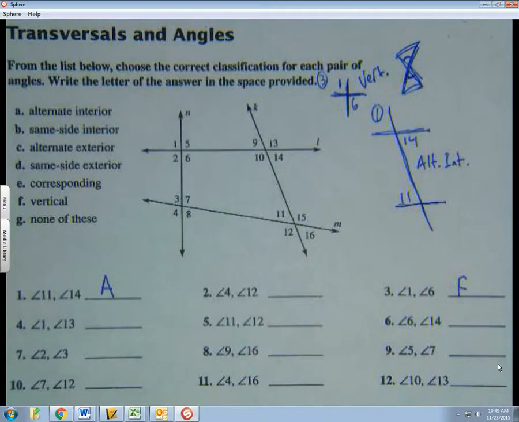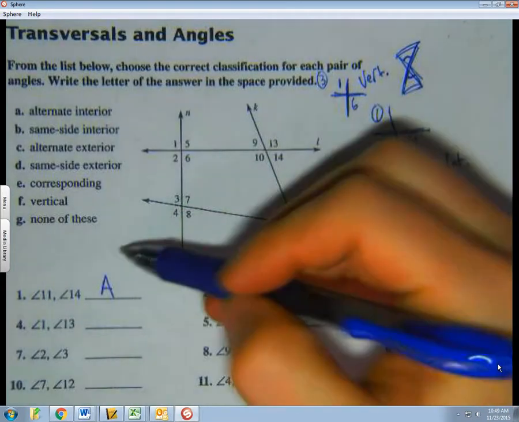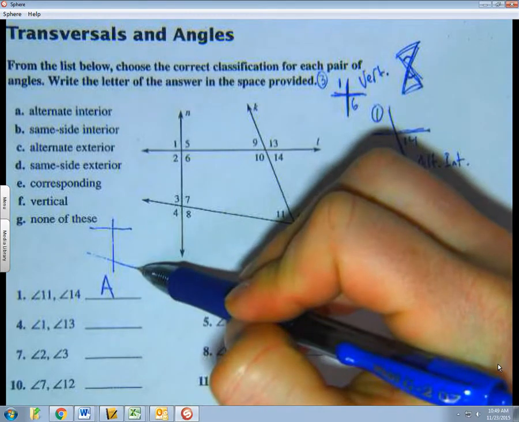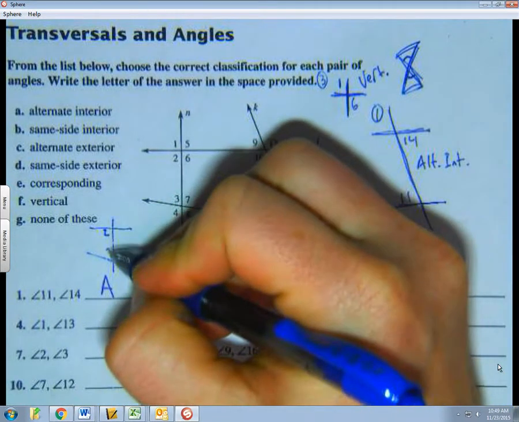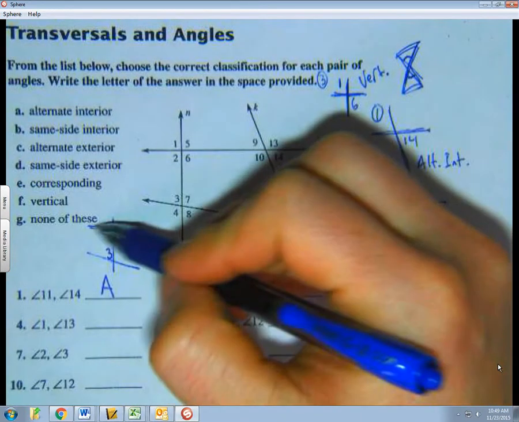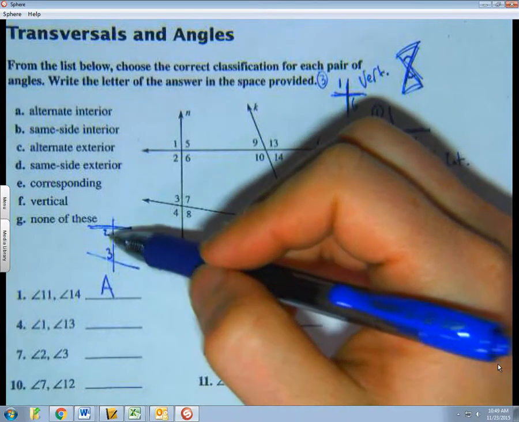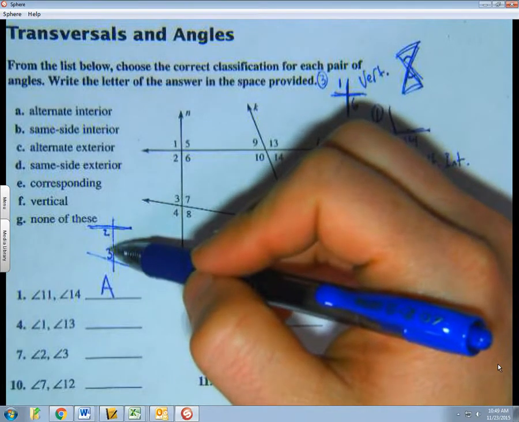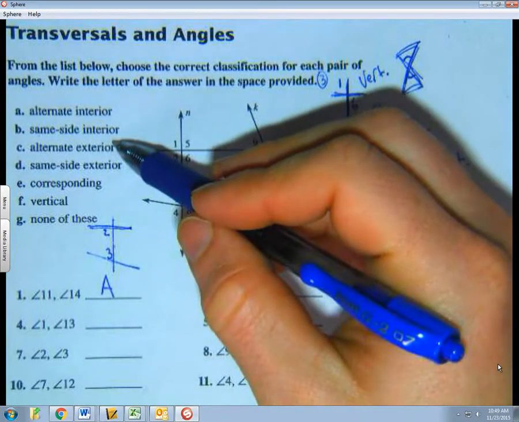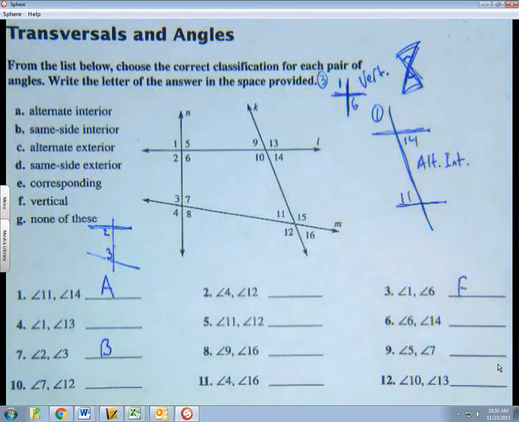The next one, 2 and 3. So let's go ahead and sketch that. Here's 2, here's 3. Again, all this other stuff doesn't matter. We're really just looking at 2 lines and then the one that cuts it. So 2 and 3 are on the same side, and they are inside. So that would be same side, interior.